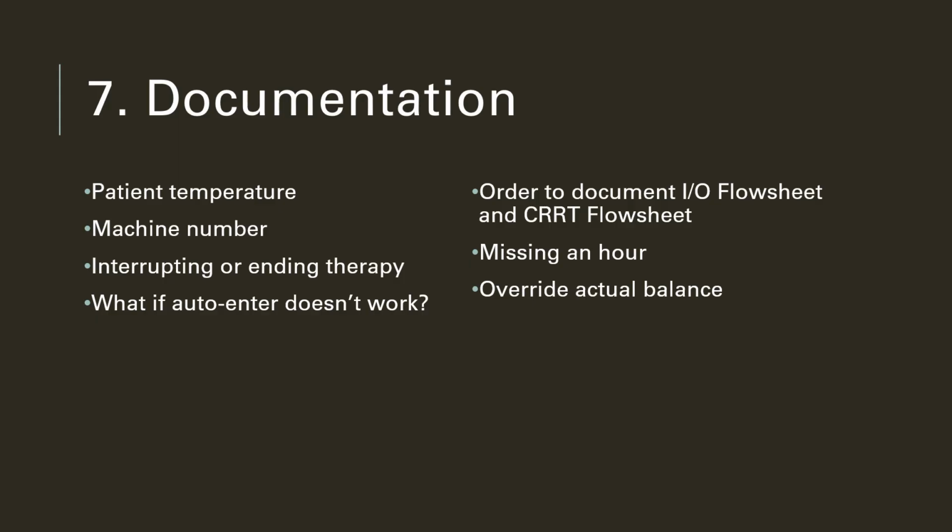Documentation. This is pretty much a recap, but everything is documented every hour, except for the machine number, which must be done once a shift. Anytime that therapy is interrupted or ended, that should be documented as well. If auto enter doesn't work, nurses are encouraged to use in-room cameras if available to look at the numbers on the CRRT machine itself to aid in their charting of numbers.